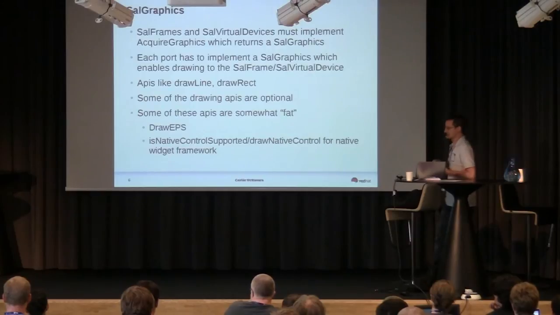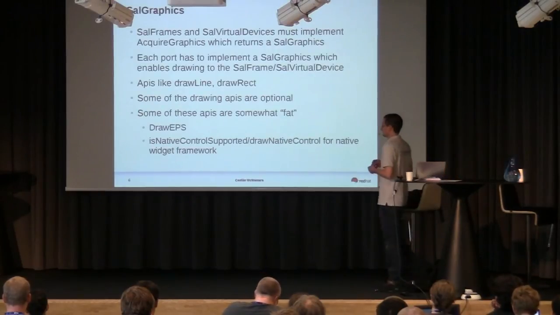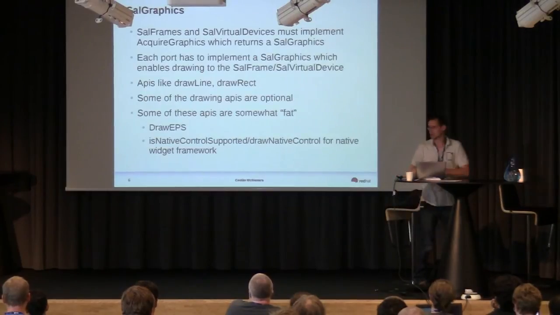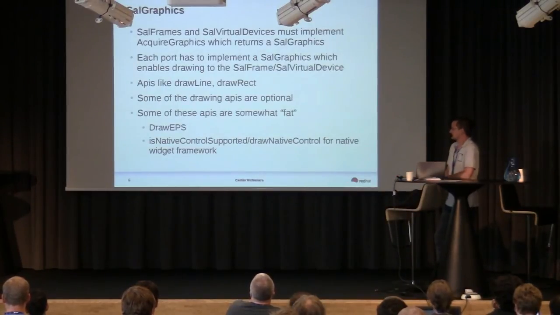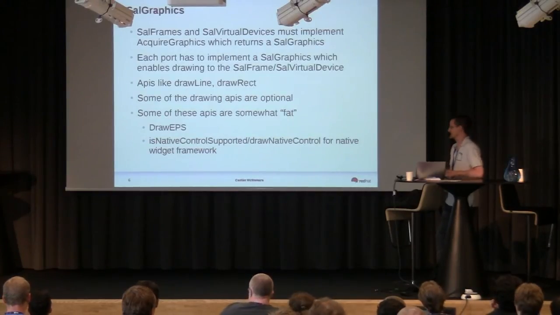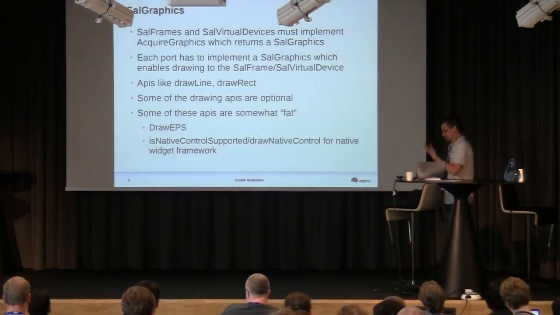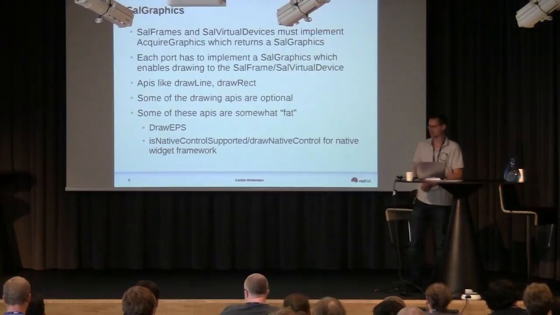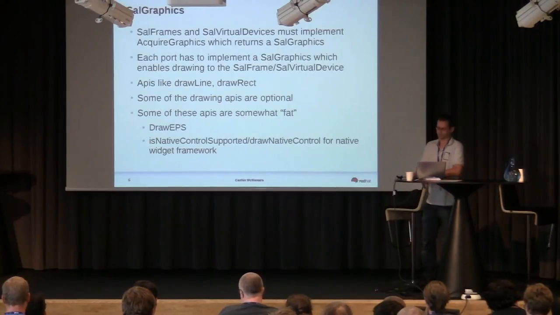A lot of our APIs are optional, so we have fallbacks for those cases where they're not implemented on a given platform. So you can have some very fat ones, such as drawing an EPS, which is only implemented for the printer backend, and not implemented for anything else, and it falls back to getting a fallback graphic out of the EPS and displaying that on the screen.